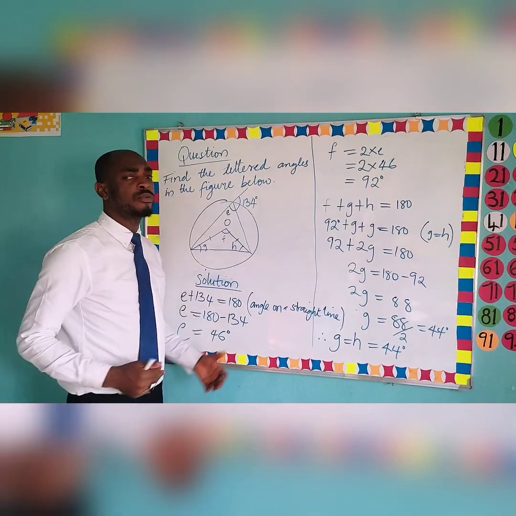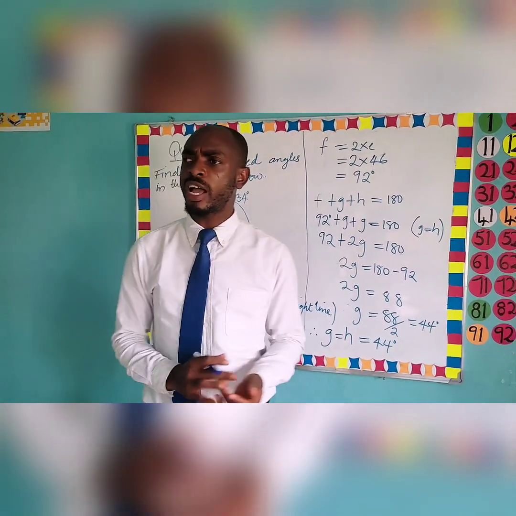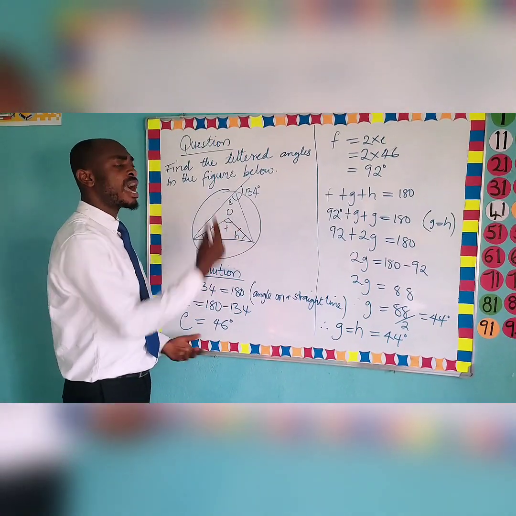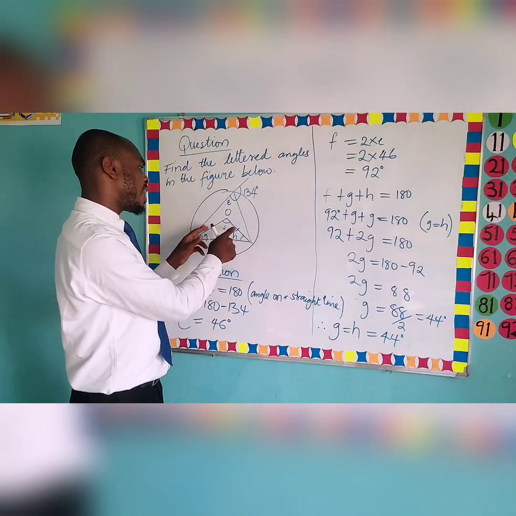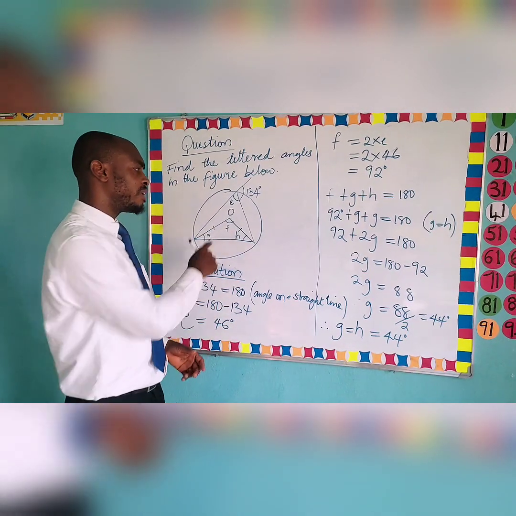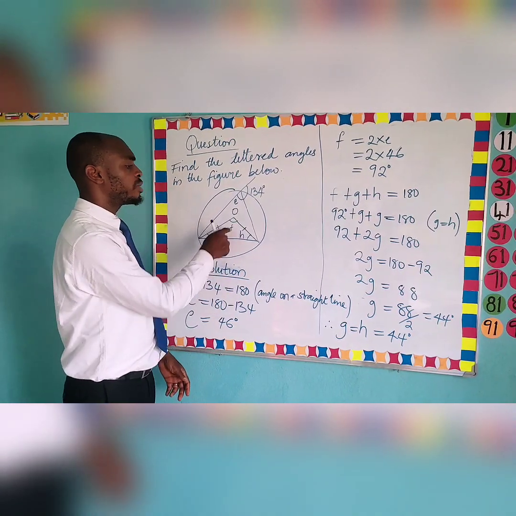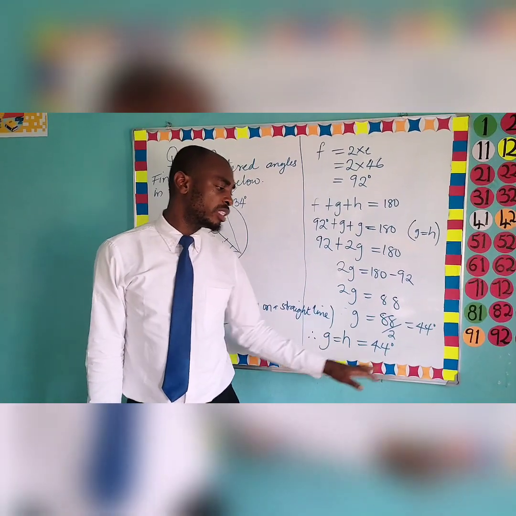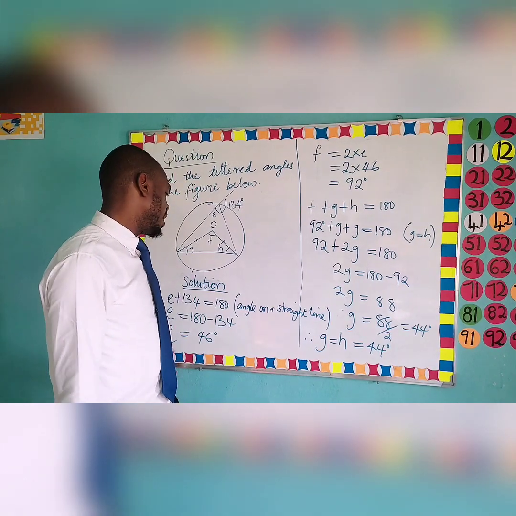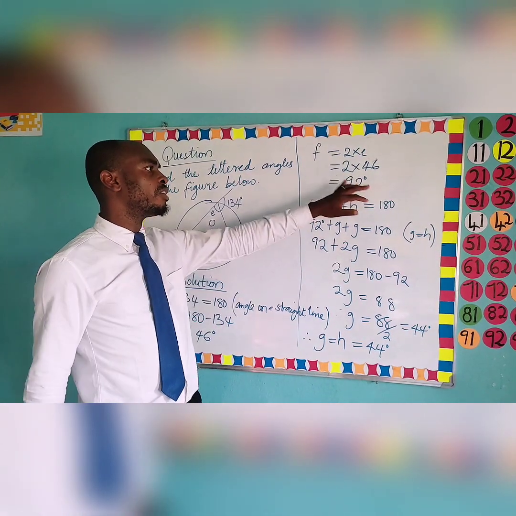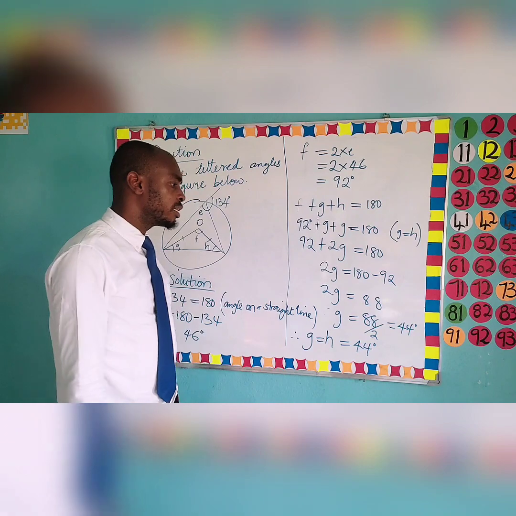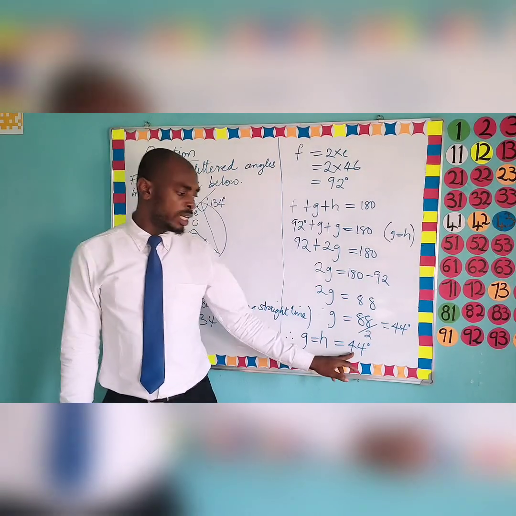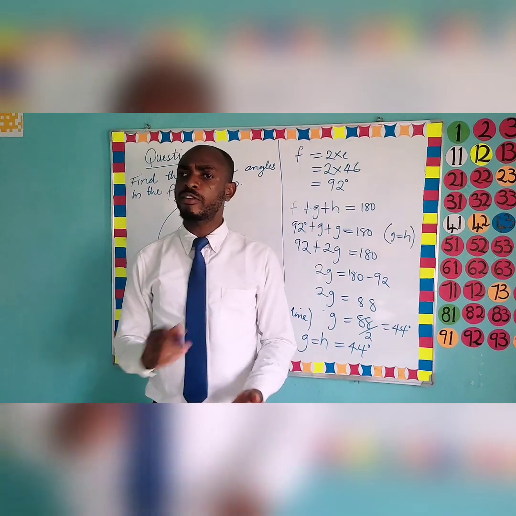Then, following the rules of the triangle, remember in an isosceles triangle, two angles are equal. So why are this and this angle equal? Because the sides are of the same length. They are radii of this circle. Then we can find the values of G and H following this. At that point, E equals 46 degrees, A equals 92 degrees, and G and H each equal 44 degrees.